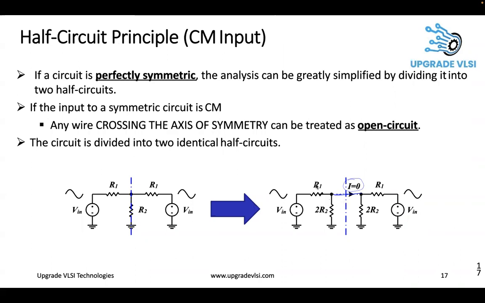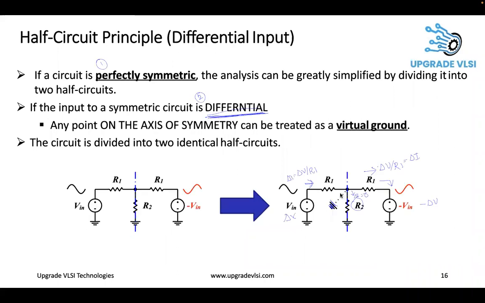Because of this, you can analyze it independently. So coming to common mode, let's now look at the common mode voltage. In common mode, if this delta V increases, this also has to increase in the same direction. So this is what the common mode is.